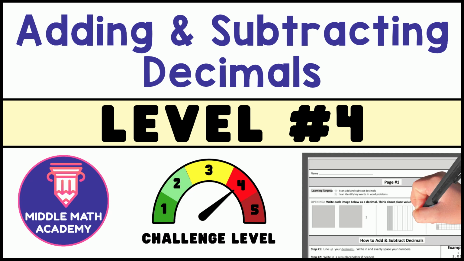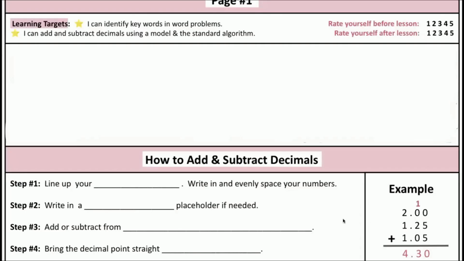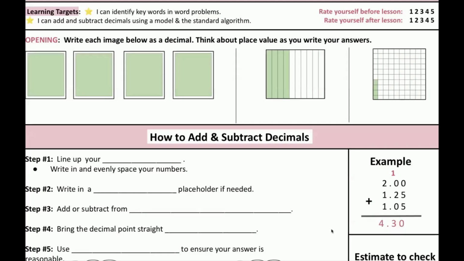Let's get started. Our learning targets today are: I can identify keywords in word problems, and I can add and subtract decimals using a model and the standard algorithm. Before we get started, rate yourself 1 through 5 on our learning targets. 1 is the least confident, 5 is the most confident. Pause the video and complete our opening problems, then come back to the video.